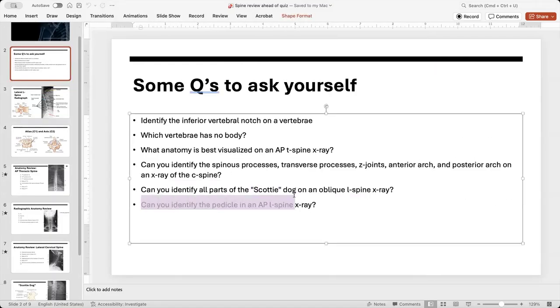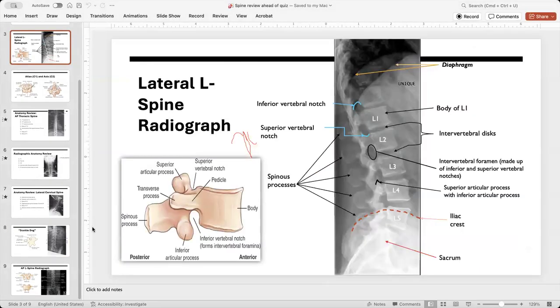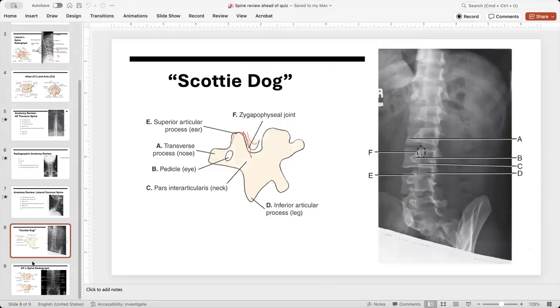Okay, can we identify the Scotty dog? Let's take a look. So here's this x-ray, and there's our Z joint. Wherever there's a superior articular process and an inferior, we're going to see a Z joint. So remember how we couldn't see it on an L spine here? All we had to do was oblique our patient, and now we can see our Z joints. On the x-ray, it's here, and here, and so on.